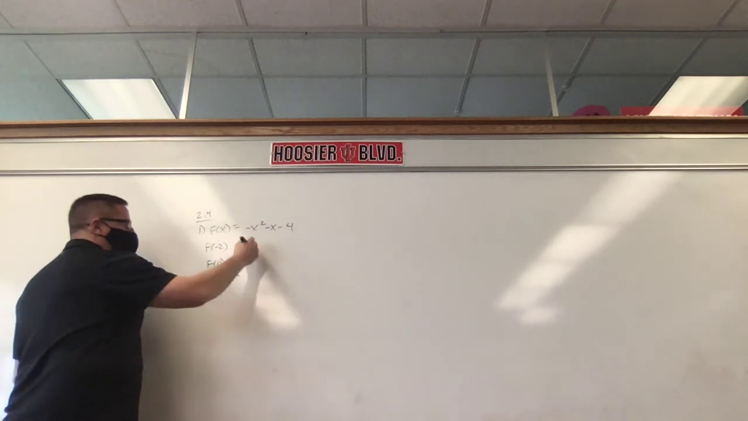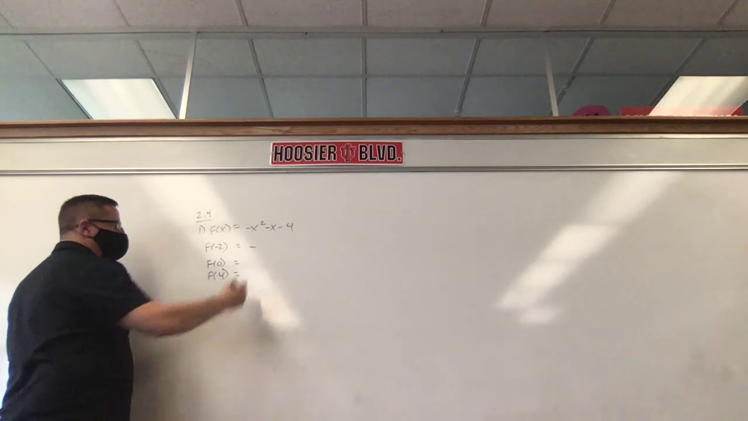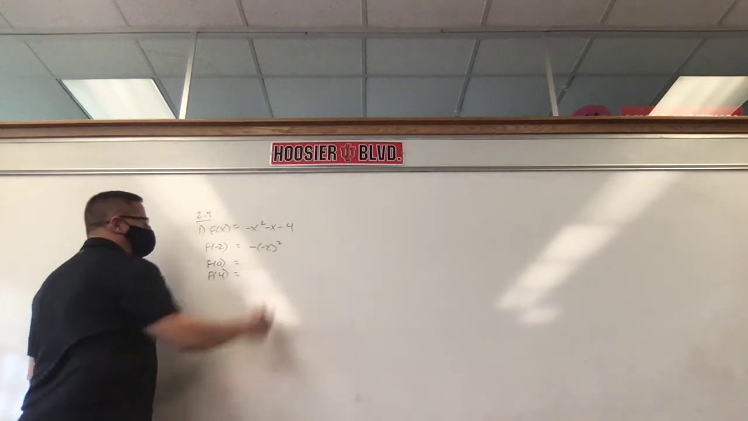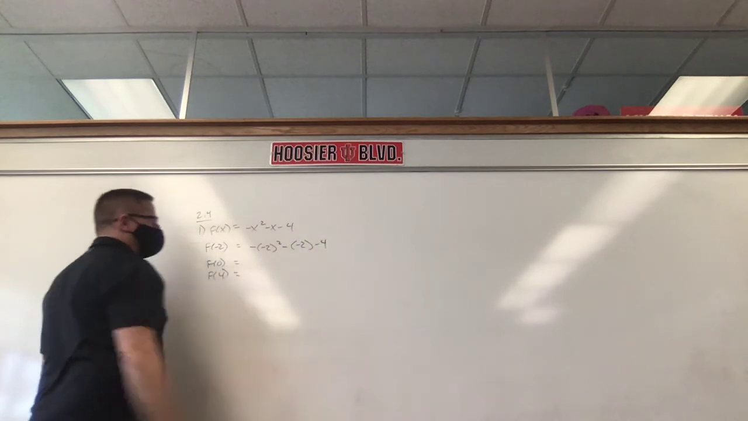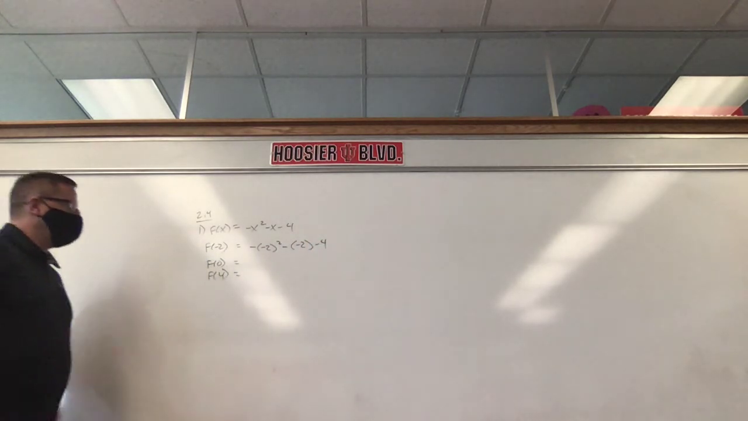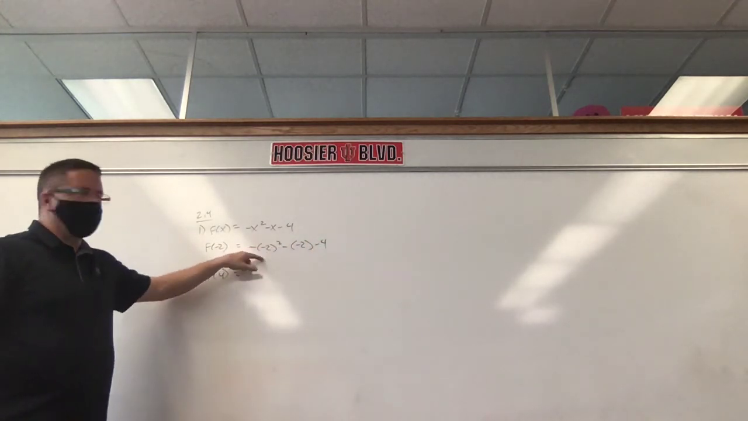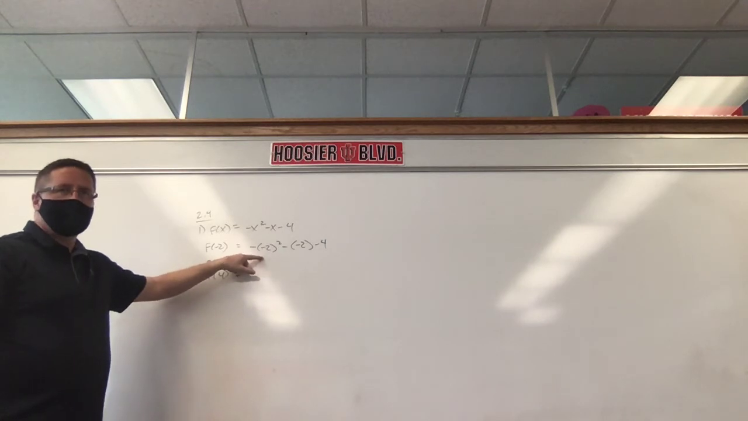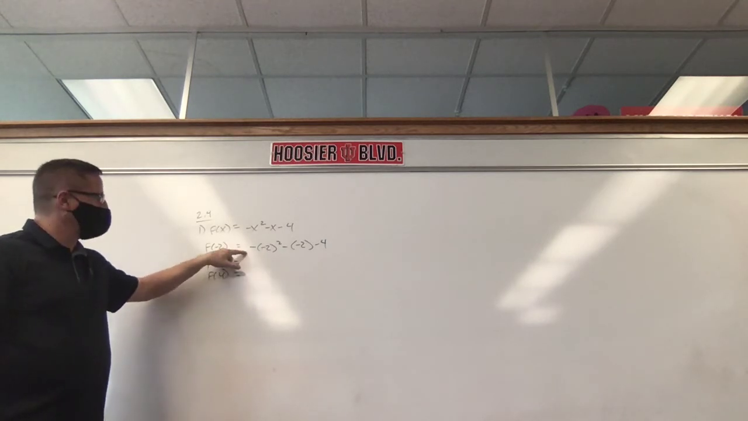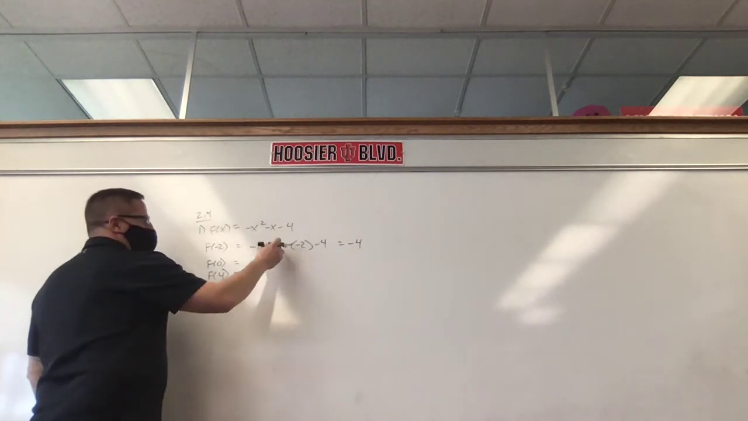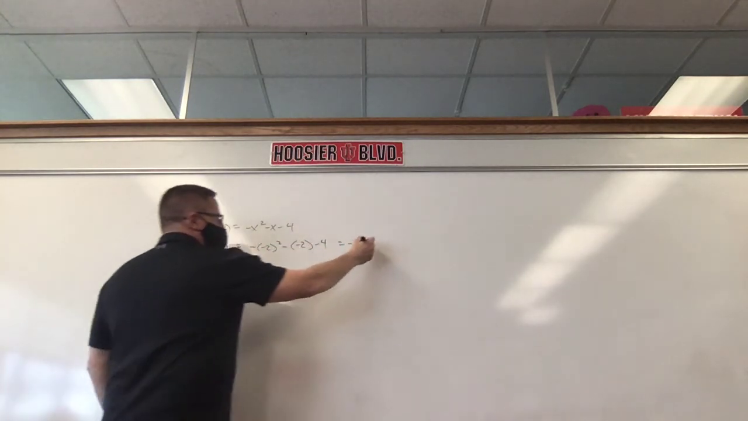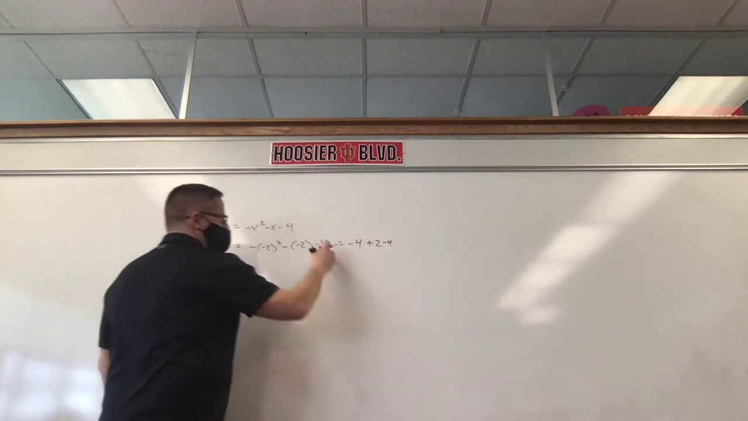So, we have a negative, write down the negative, then I see an x, so I put in parentheses negative 2 squared, minus, oh, there's an x, put in parentheses negative 2, take away 4. So, we're going to square negative 2. Negative 2 squared is negative 2 times negative 2, which is positive 4. But there's a negative out here, which makes it negative 4. And then we have negative 2, which is positive 2. And then we have a minus 4 at the end.